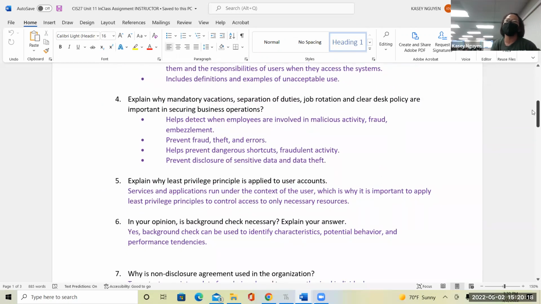Why are all these things important? Really, ultimately, it is to help detect if there's any malicious activity internally and externally that relates to fraud or embezzlement. It really helps a company prevent fraud, theft, and errors.